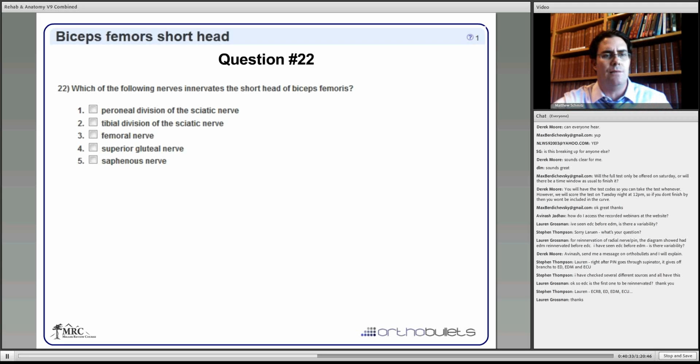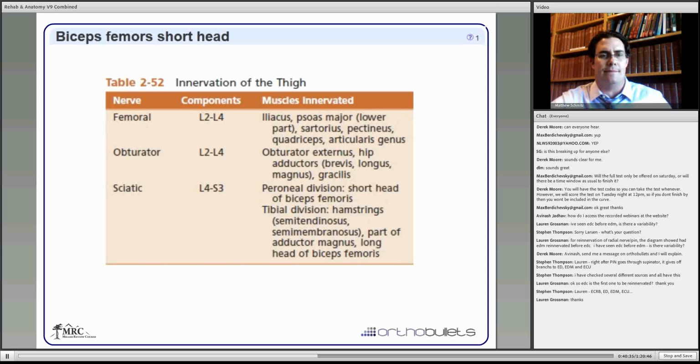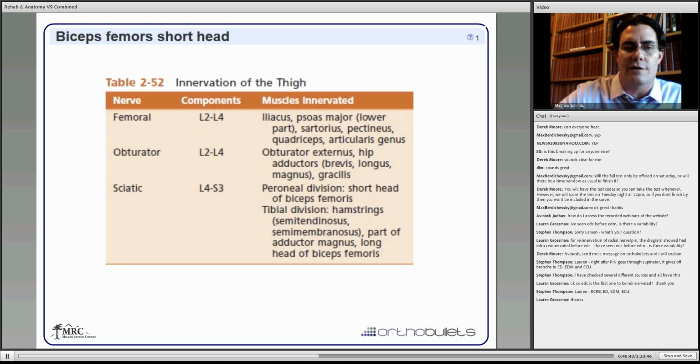Which of the following nerves innervates the short head of the biceps? The biceps is one of those muscles that has a short head and a long head, and it receives innervation from two separate parts of the sciatic nerve. Remember that the short head is innervated by the peroneal division, while the long head is innervated by the tibial division. And the way I remember that is PS and LT, like lieutenant LT. So PS, peroneal, short head; LT, long head, tibial division.